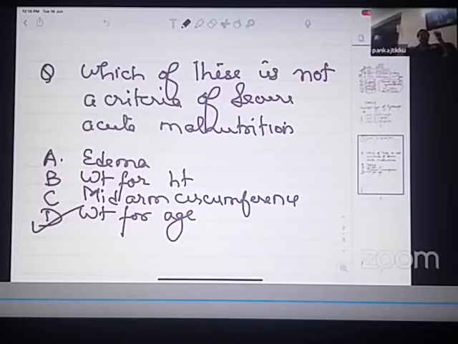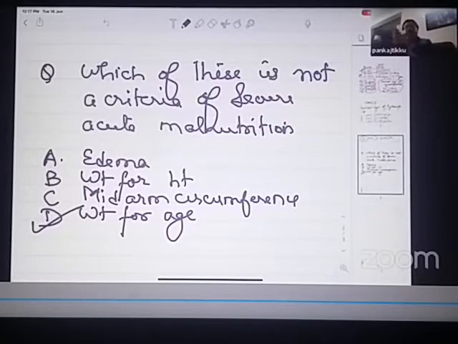The criteria are edema, which is present in the legs, then weight for height, which is less than 3 Z-score, so which is less than 3 standard deviation, then mid-arm circumference less than 11.5 centimeters. So any of these 3 criteria present in a child who is between 6 to 59 months of age, we call this as a child having severe acute malnutrition. So I hope it is pretty clear and there is no confusion at all.